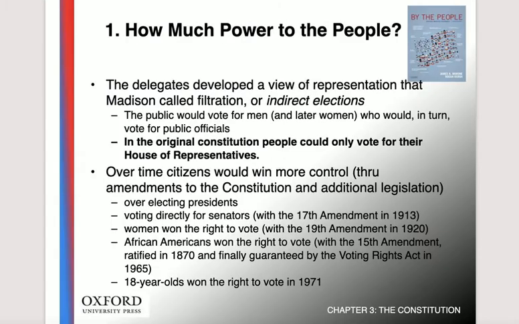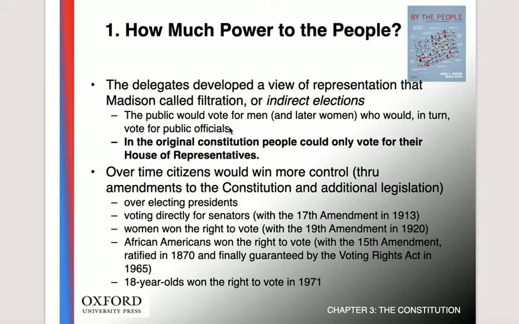The first one was how much power should the people have? So this was really hard. The founding fathers at the time, if you read in your chapter, it tells us some of their opinions that they didn't think that the average person, and probably rightly so, knew enough and shouldn't have the ability to vote, and that they should leave that to the more educated, more expert scholars and politicians who knew how to do this. So when they were trying to figure out how much power the people have, Madison's idea was called filtration, an indirect election. So the public would vote for men and later women who would in turn vote for public officials.